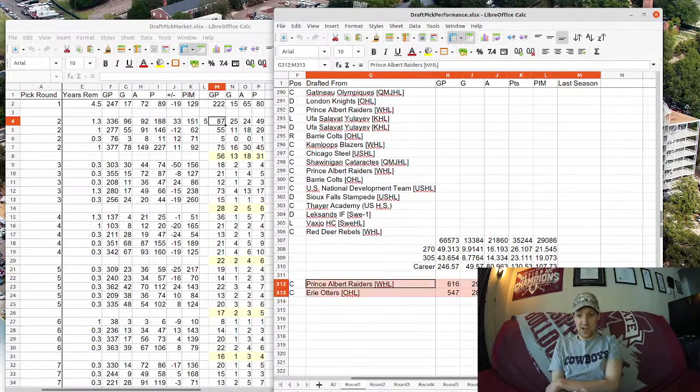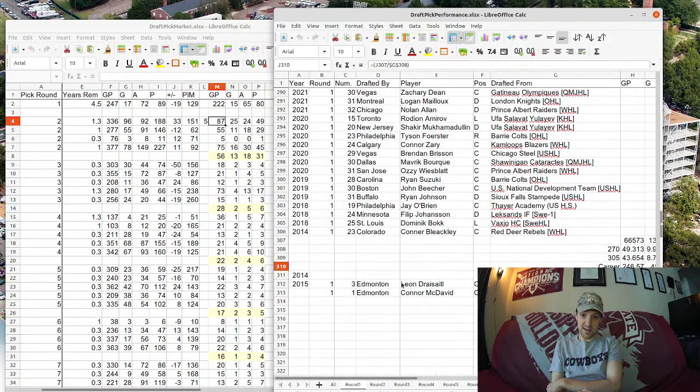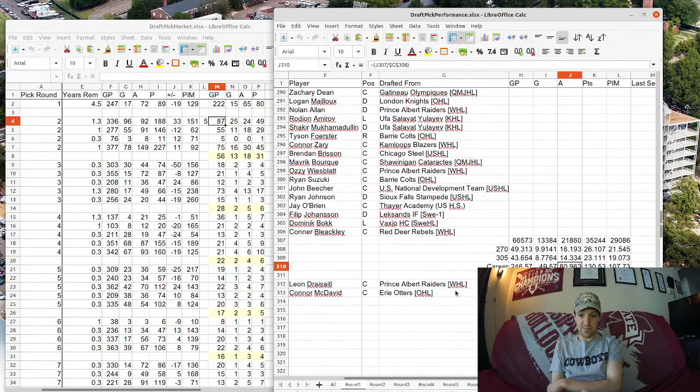And then finally, we got the best performing players for each round. So in this case, it was Draisaitl and McDavid. Draisaitl for goals, McDavid for points.